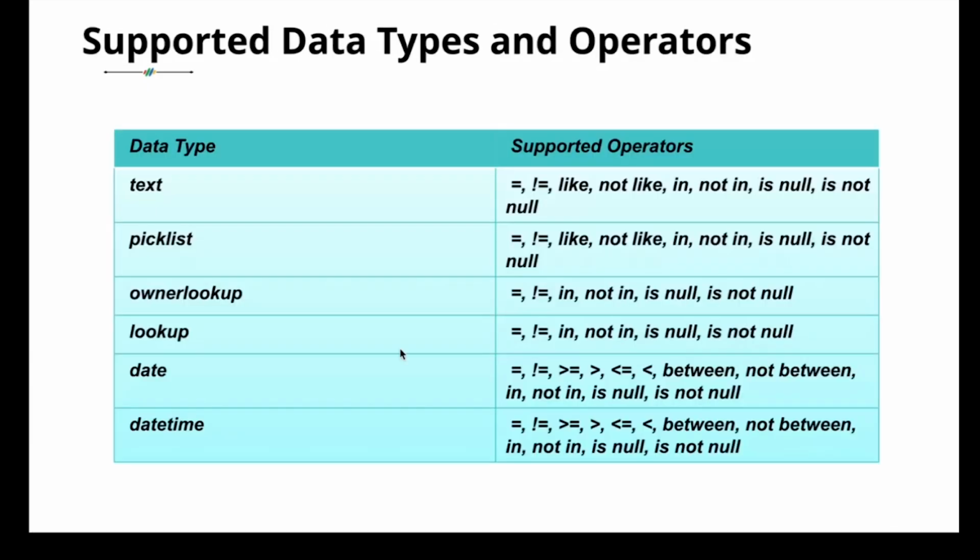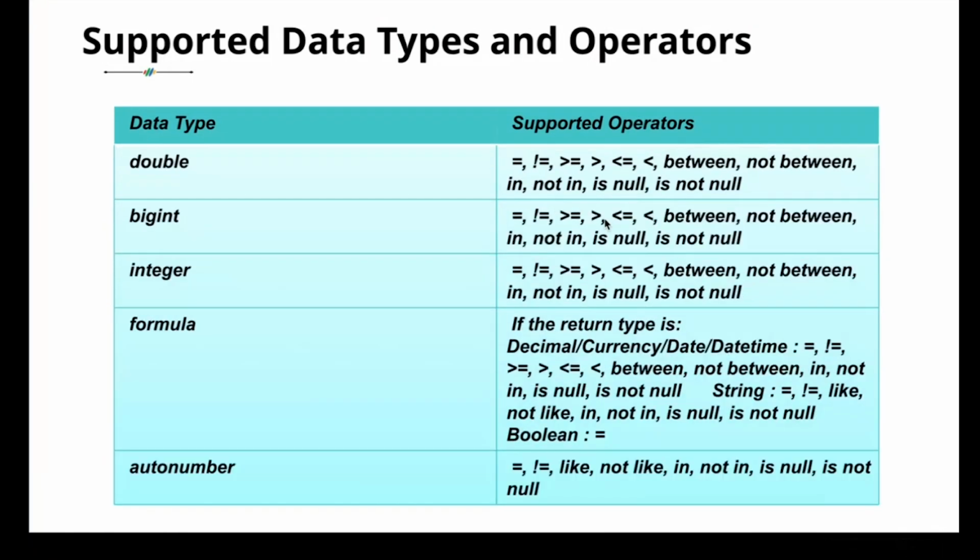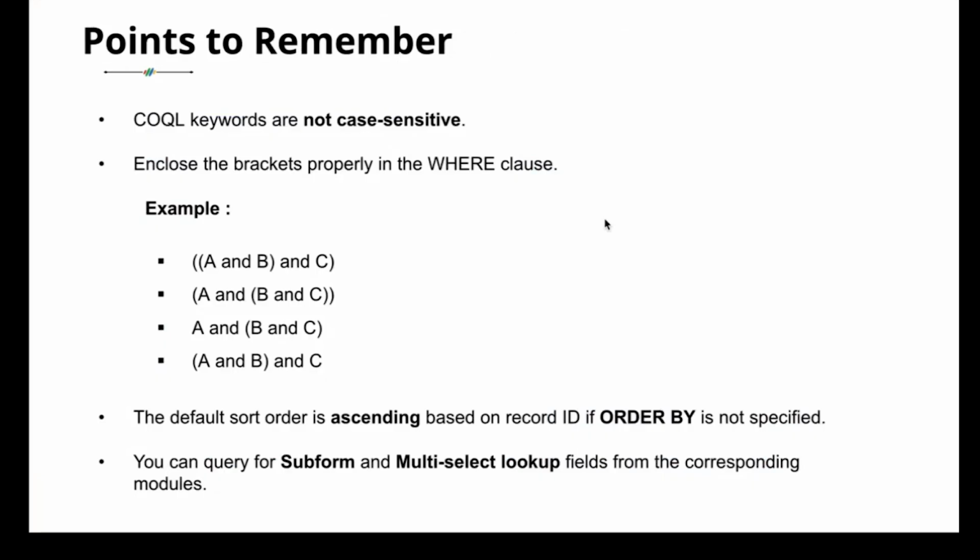And again, these are the different data types that COQL supports. And for every data type, these are the supported operators that you can use. As you can see, there are a lot of operators for different data types, so you can easily query for records. Almost all data types are supported in COQL.